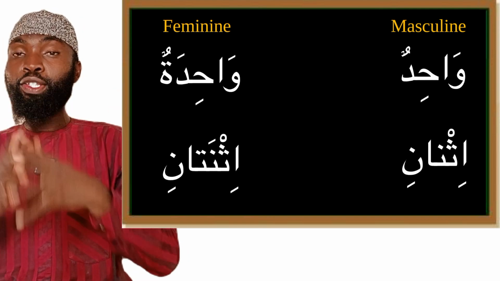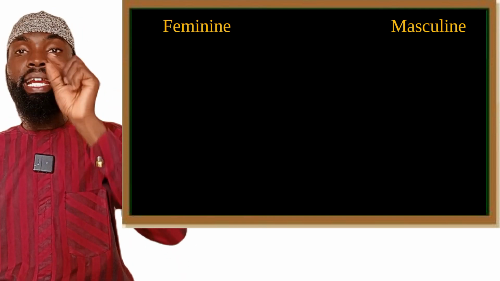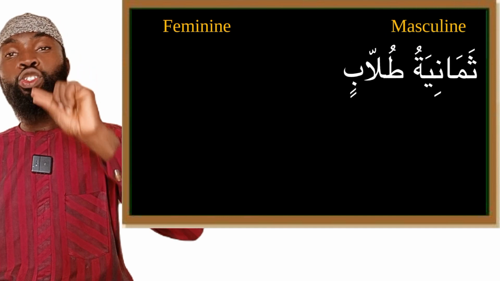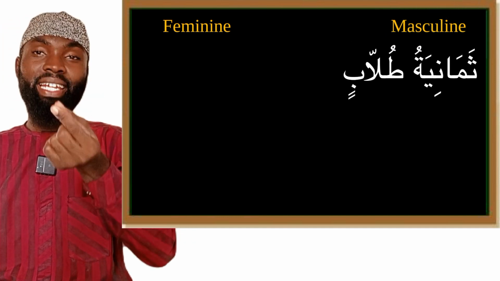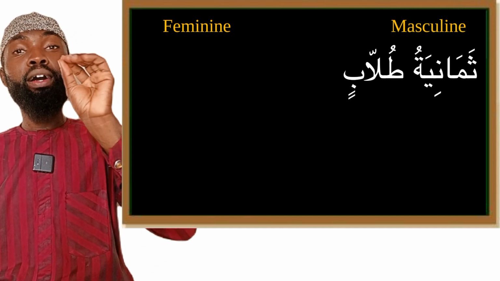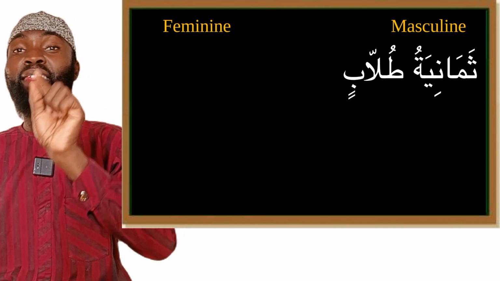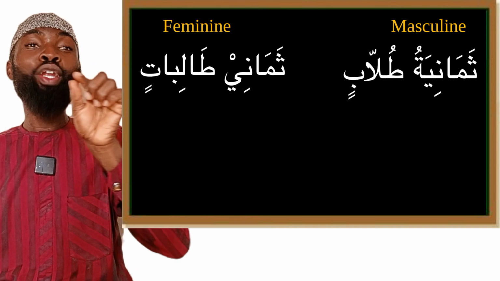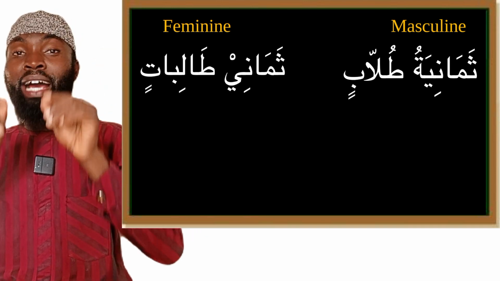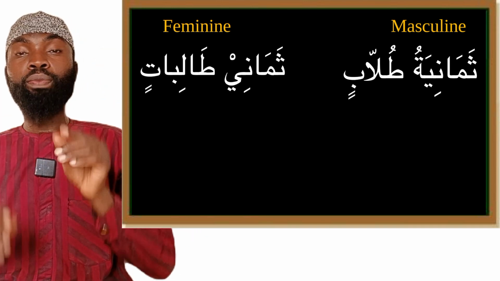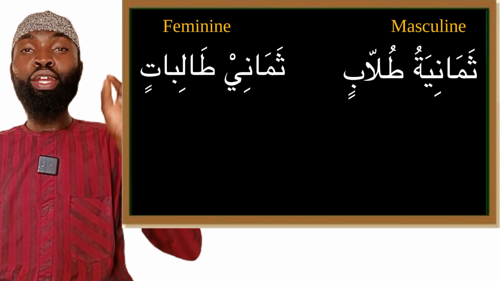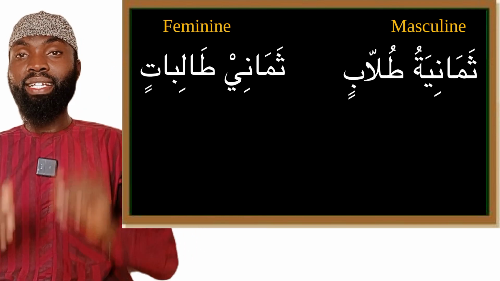Another point to note here is that when you come to 8, when you say thamaniyatu tullabin, that is 8 male students. If you want to say 8 female students, it will now be thamani talibatin. So the thamani, the ya will have sukun. Thamani talibatin, 8 female students.